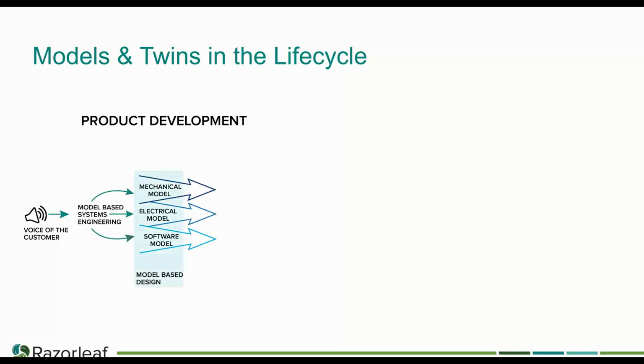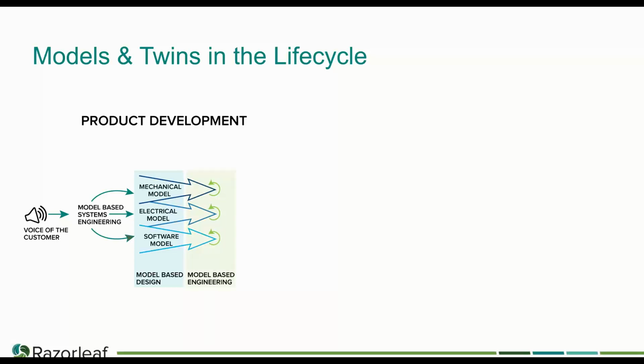From there, we move into the different design disciplines or domains potentially. Maybe our product is mechanical only, but if it has multiple disciplines or domains within the product design, maybe there's an electrical model or a software model. That's all the MBD area, right? And from there, we move into engineering.